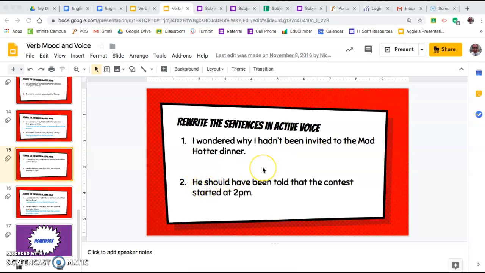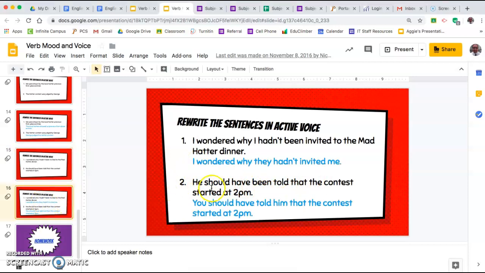Number 2 says he should have been told that the contest started at 2 p.m. So should have been told. He is not doing the telling. Somebody should have told him. So that's really how we have to change it, is put that somebody first. So somebody should have told him that the contest started at 2 p.m.